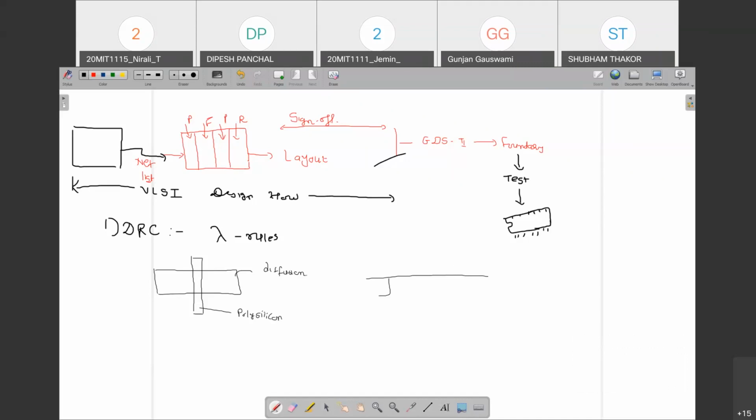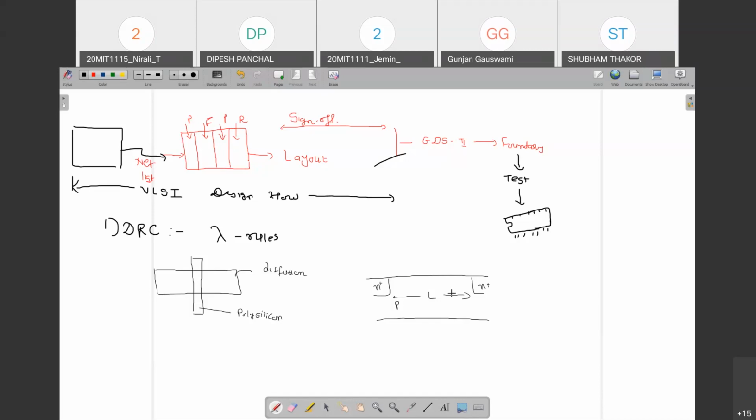This is my MOS. If I am looking from the front, it looks like this. It's source and drain, P substrate. This is my channel length. Where is the width of the channel? Can anyone tell me? The width of the diffusion.